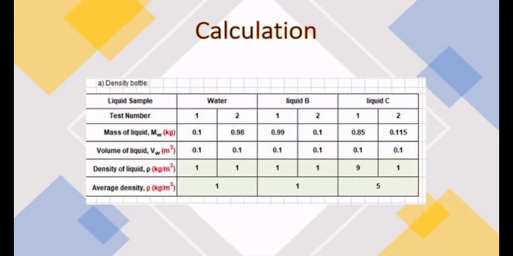So we go to the calculation. Mass of liquid, we calculate and we get this. For volume of liquid we get this. Density of liquid we get this, and we calculate the average of density. So that is the data for 3 liquids: water, liquid B, and liquid C. So we know that liquid C is very light, and water and liquid B are the same for average density. So that's all from me. My friend will continue with another method.